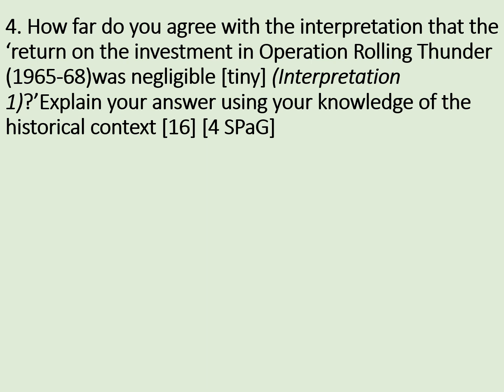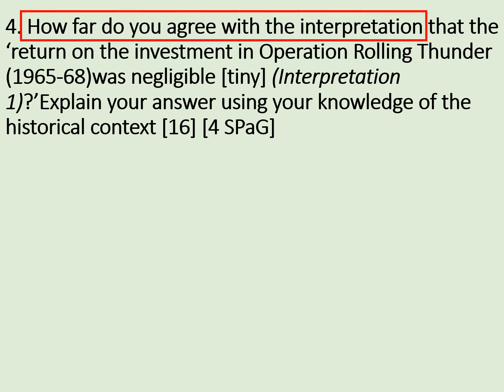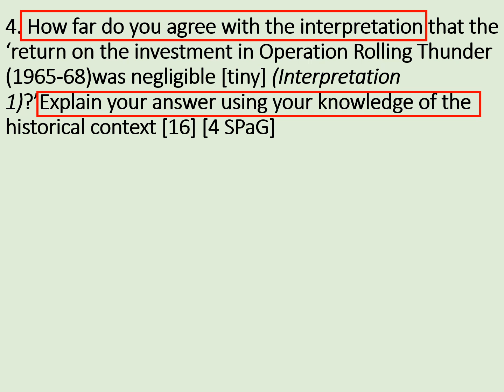Firstly, something that I sometimes do with my students is we do a bug, a box, underline, and glance. Firstly, we box the instructions. What is this question actually asking us? How far do you agree with the interpretation? So you've got to decide how far you agree, to a great extent, to a small extent, whatever. And you've got to explain your answer using your knowledge of the historical context. Make a note as well that actually it's a 16-mark answer, so you should be spending quite a lot of time on it, and it's got marks for spelling, punctuation, and grammar. So no excuse, for example, for leaving out things like capital letters.